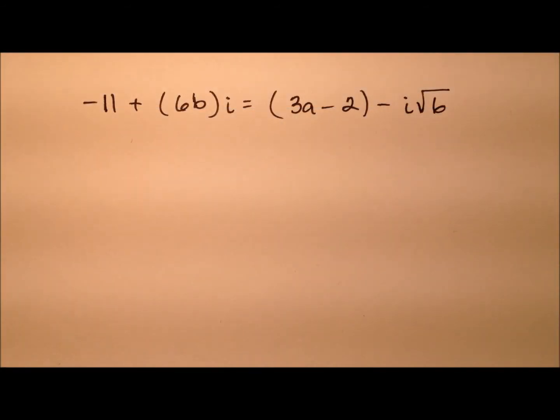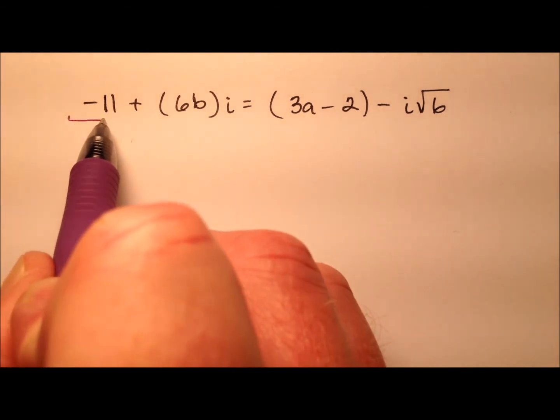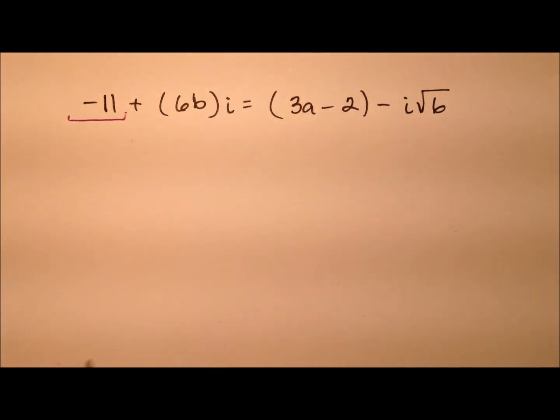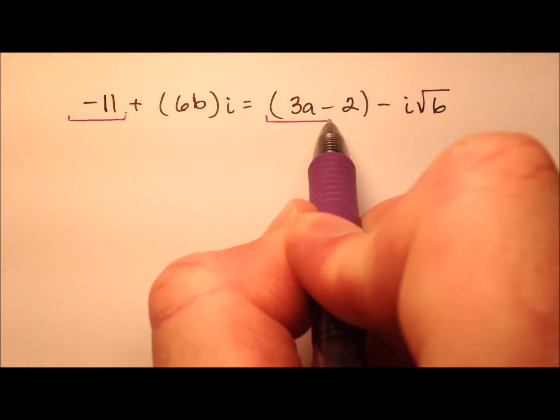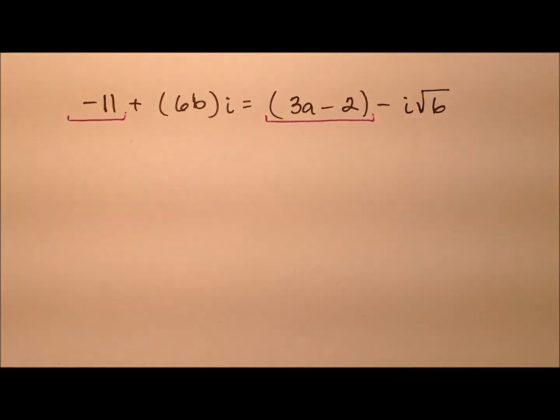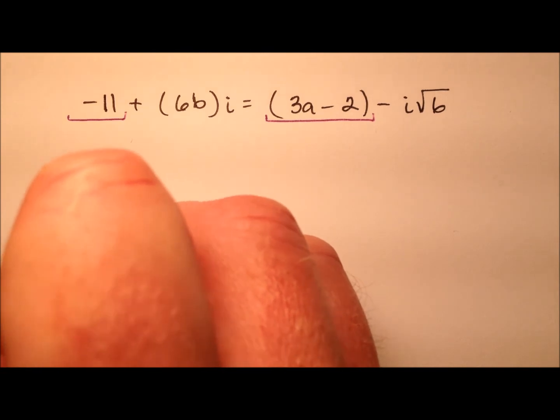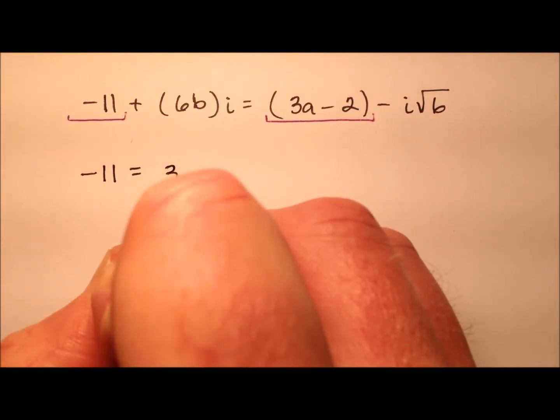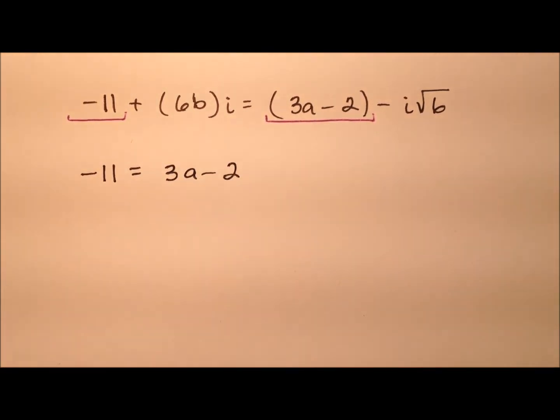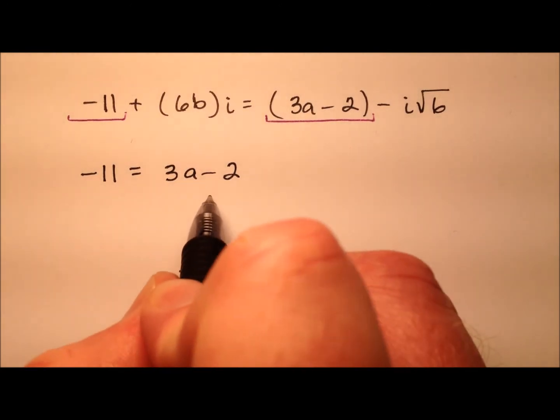Okay, so let's look specifically at this example. So I have the real part, this negative 11 over here on the left side, and then I have this 3a minus 2 over here on the right side. That's the real part. So I just need to go ahead and set those equal to each other. And then I can go ahead and solve for a.